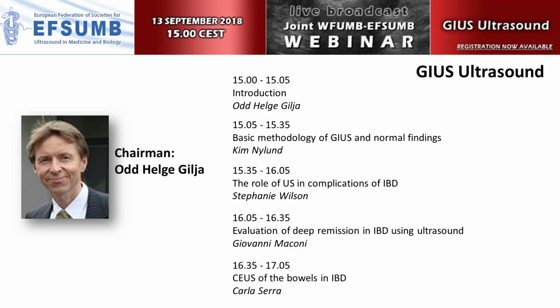So without further ado, I will introduce our first speaker, Dr. Kim Nylund. He is from Bergen, and he is affiliated with the National Center of Ultrasound and Gastroenterology in Norway. He is a consultant at Haukeland University Hospital, and he is also associate professor at the Department of Clinical Medicine at the University of Bergen. He is also, for the time being, postdoc doing research on advanced applications in GI ultrasound, and it's a great pleasure for me now to give him the word to talk about basic methodology of GIUS and normal findings.